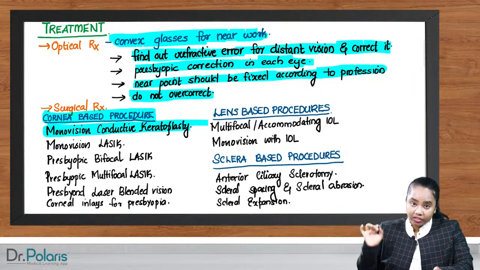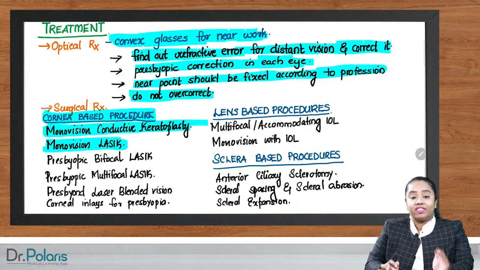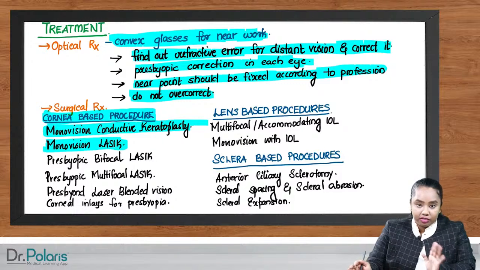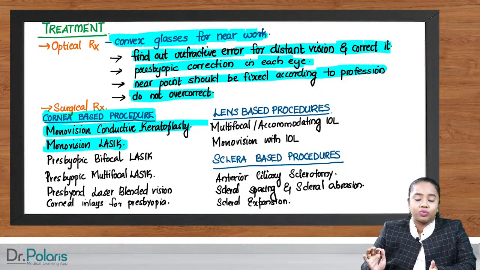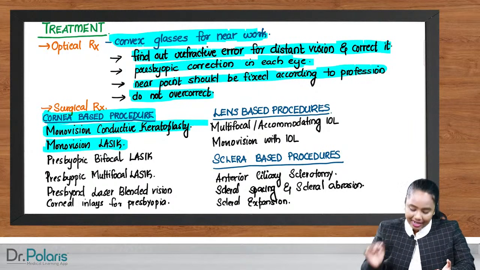So, monovision conductive keratoplasty. Now, monovision LASIK is there. In monovision LASIK, we correct one eye for the distant vision and one eye for the near vision. So, we do both sides here. One eye is corrected for the distant vision as well as one eye is corrected for the near vision. So, that is about monovision LASIK.